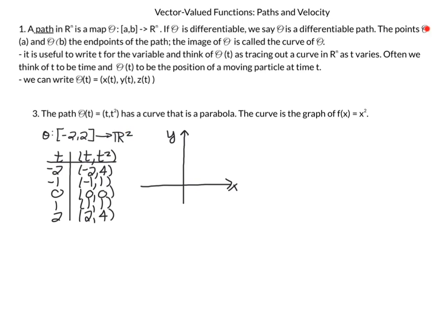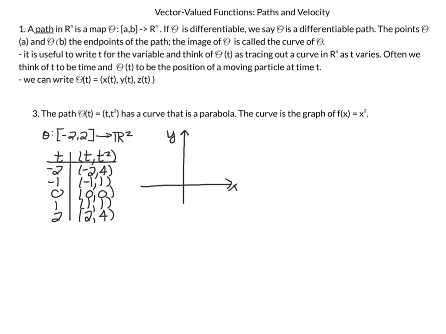The points sigma of a and sigma of b, in this case sigma of -2 and sigma of 2, are the endpoints of the path, and the image of sigma is called the curve. It's useful to write t for the variable, as I have here, and think of sigma of t as tracing out a curve in R^n as t varies. We often think of t as time, and sigma of t as the position of a moving particle at time t. So we're going to consider time between -2 and 2, and this will be the position our particle is in at time t.